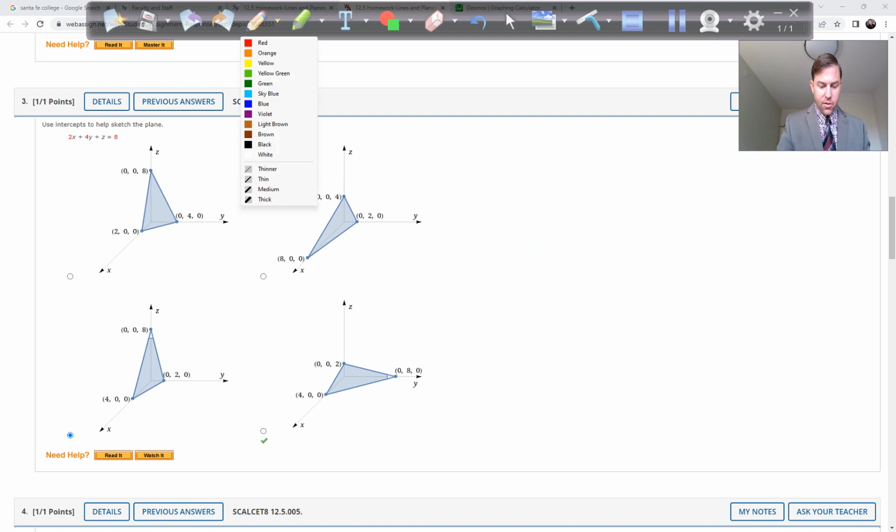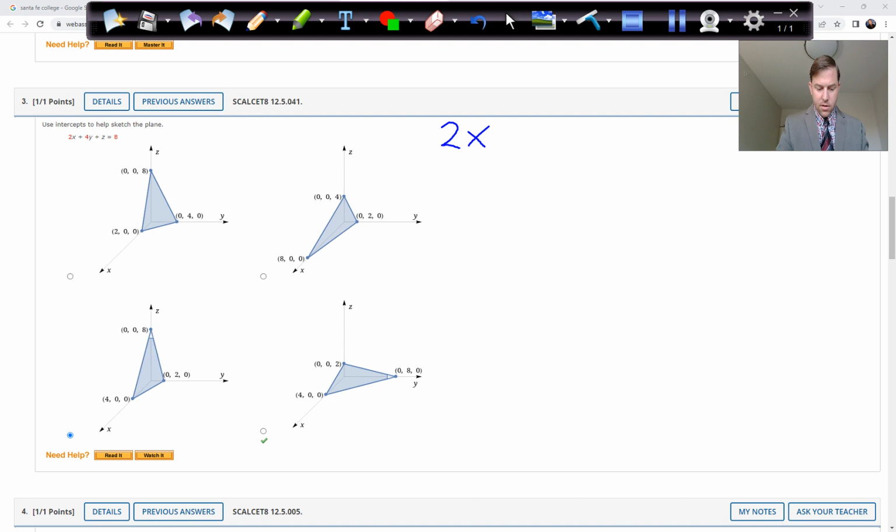Okay, problem 3 is really not too bad. We're given an equation, 2x plus 4y plus z equals 8. And that's the equation of a plane. And it says use intercepts to help sketch the plane. So what we do is, to find an intercept in 2 dimensions, we let one of the variables equal 0 and solve for the second variable. In 3 dimensions, we have to let 2 of the variables equal 0 and then solve for the third.